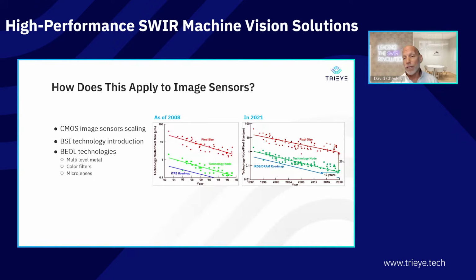And again, the interesting thing here is that pixel size continued to scale as the technology node scaled, as logic circuits scaled, and it's continuing to scale today. As recently as 2021, we continue that line now. It's scaling as the technology node scales for CMOS.